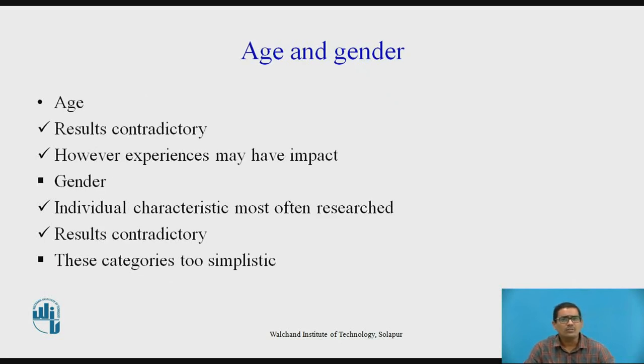Now we want to see age and gender. Again, age results are contradictory. However, experience may have an impact. In gender, individual characteristics, most often research results are contradictory. Now, these categories are too simplistic.